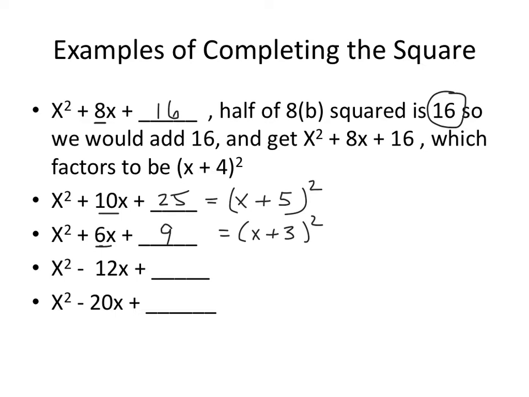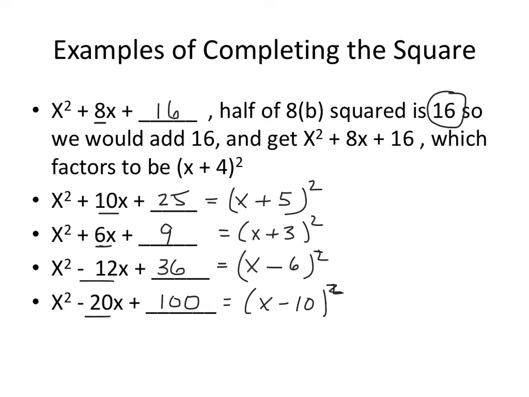X squared minus 12x, half of b is a negative 6, but a negative 6 squared is a positive 36. How would this factor? It would be x minus 6 squared. X squared minus 20x plus 10. Half of negative 20 is a negative 10. Negative 10 squared is a positive 100. And that would factor to be x minus 10 squared. As you can see, again, this number is always half of the b, and then this is half of b squared.